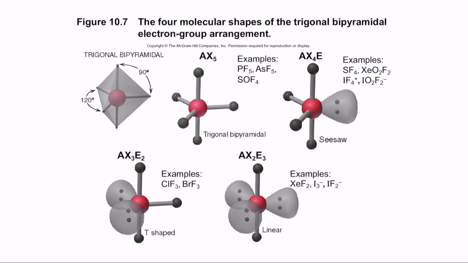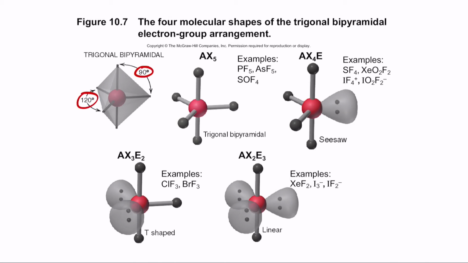Now the next one is the 5-atom arrangement, which is the trigonal bipyramidal structure. When you have a bipyramidal structure, you have two planes. One is the horizontal plane and the other is the vertical plane. The horizontal plane is called the equatorial part, and the vertical plane is the axial part. So the axial angle is 90 degrees and the equatorial angle is 120 degrees.